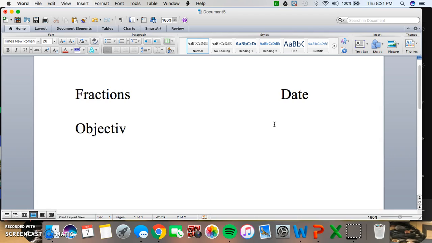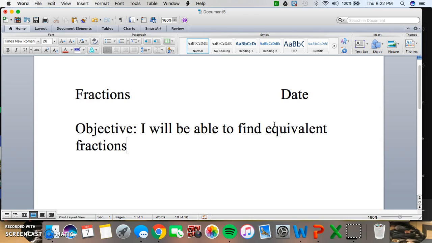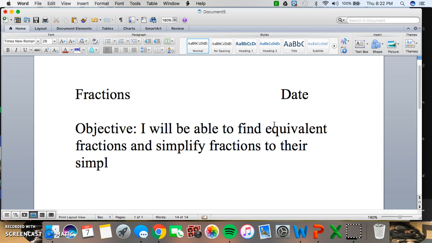So write with me, objective. I will be able to find equivalent fractions and simplify fractions. And I'm going to add to their simplest form.